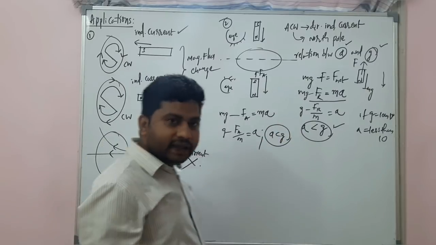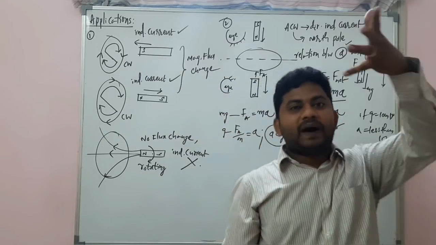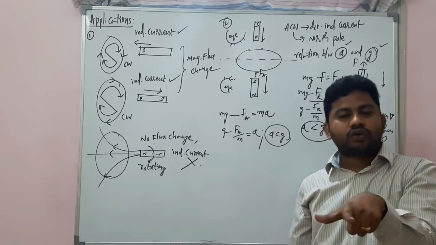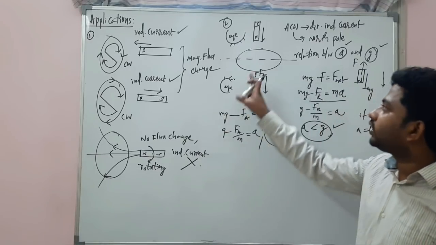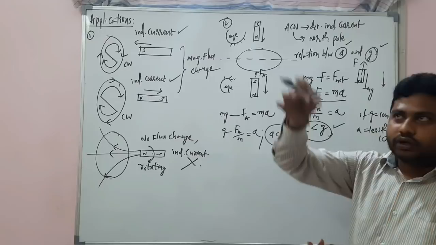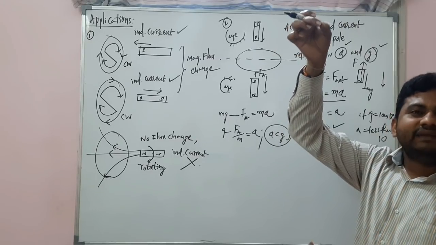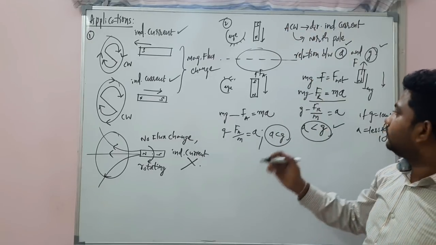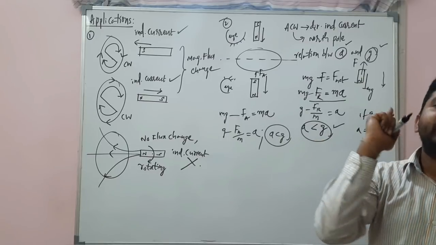So when the magnet is before passing through the coil and after passing through the coil, wherever may be the situation, take a ring, drop a magnet, at any place its acceleration will be less than G only. Remember, my dear students.